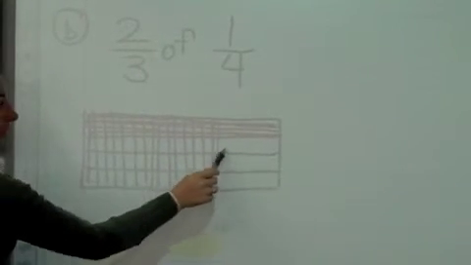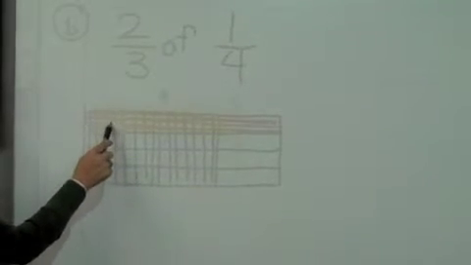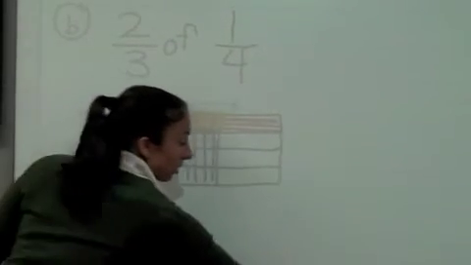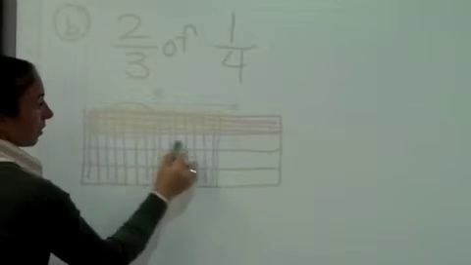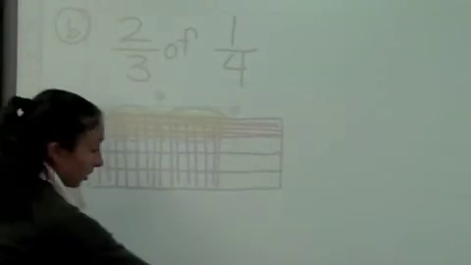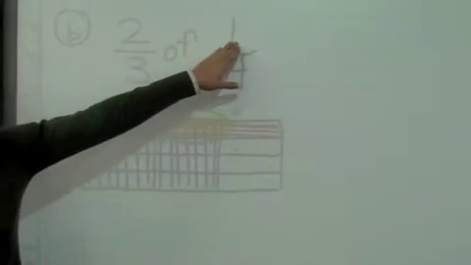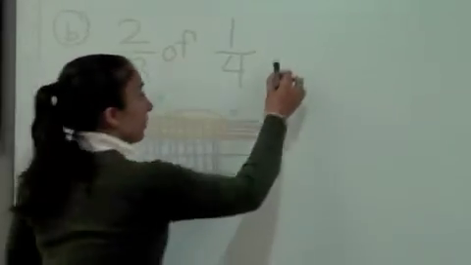I've got all these pieces. How many pieces are covered? 2. 2 pieces are covered. Look at my numerators. 2 times 1 equals 2.